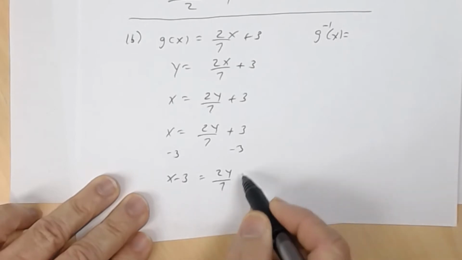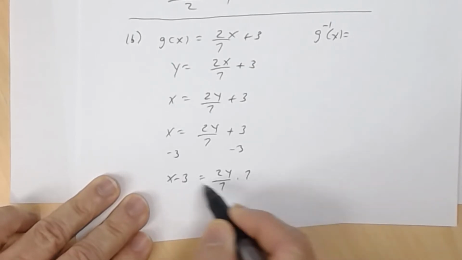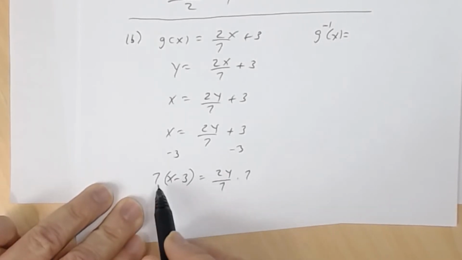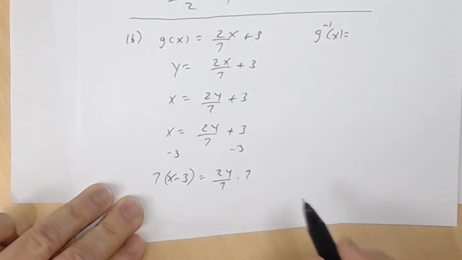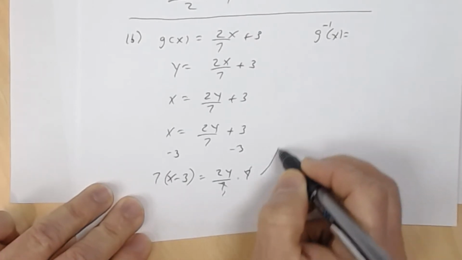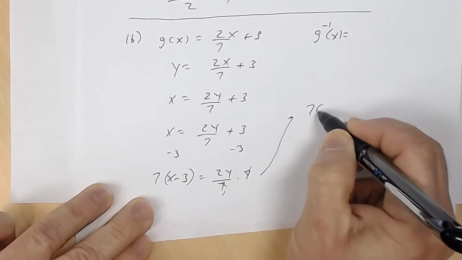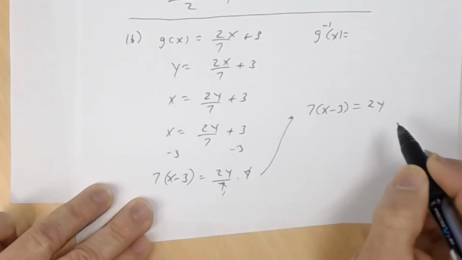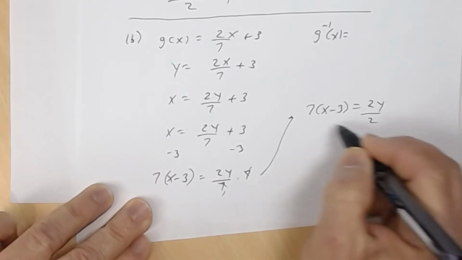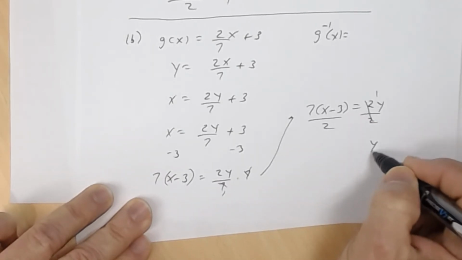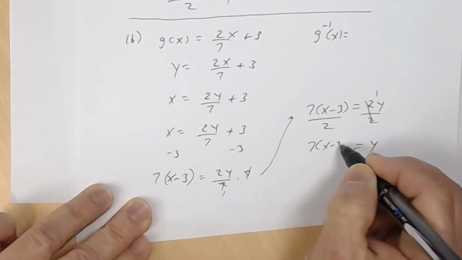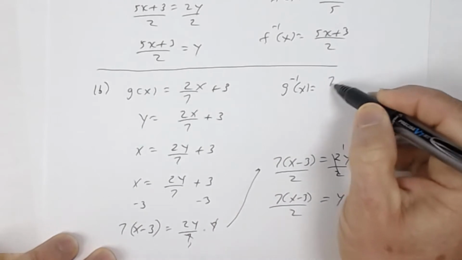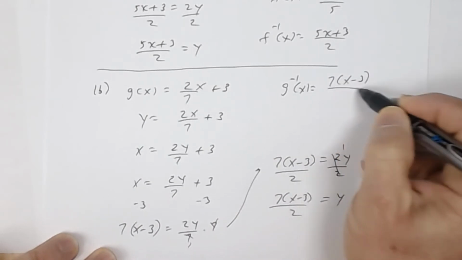Now let's deal with this part. Right now I'm dividing by 7, so to do the opposite, I'm going to multiply both sides by 7. Don't forget to put this in parentheses, times 7. Don't distribute. You can if you want to, but I would just leave it like that. These 7's divide out. So I get 7 times (x minus 3) is equal to 2y. And then finally, to get y by itself, I'm going to divide both sides by 2. And so I get y equals 7 times (x minus 3) divided by 2. And that's your inverse. So g inverse will be 7 times (x minus 3) divided by 2.